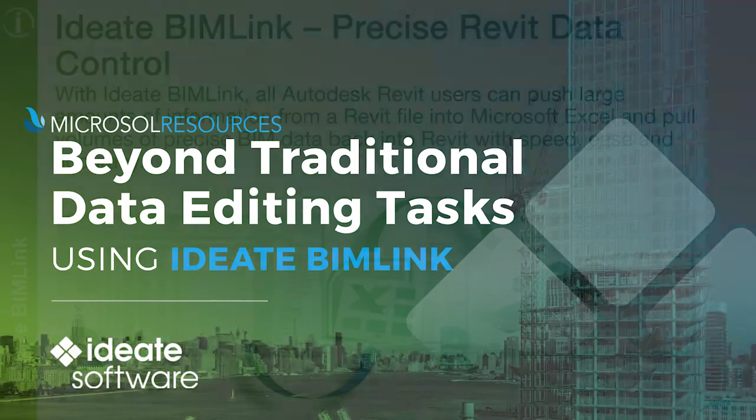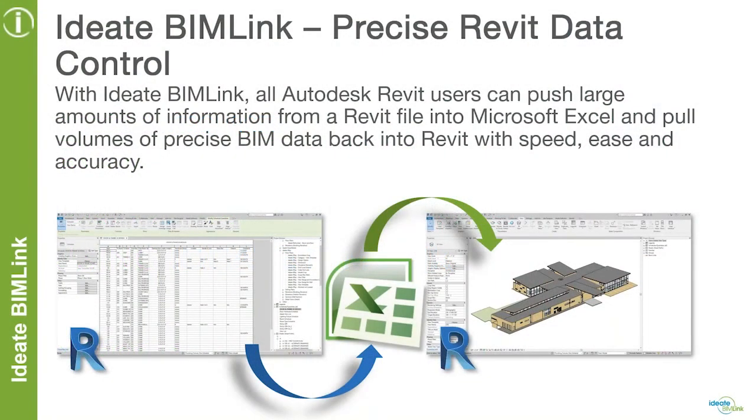to extracting information. So a lot of people think about Ideate BIMLink as far as being able to extract parameter data, being able to edit that, and then being able to pull that data or those changes back into the Revit model. And that's great and a perfect use of Ideate BIMLink. But there are many situations where we can go beyond that, and you may not be familiar with all of those workflows. So I'd like to highlight just a few today.